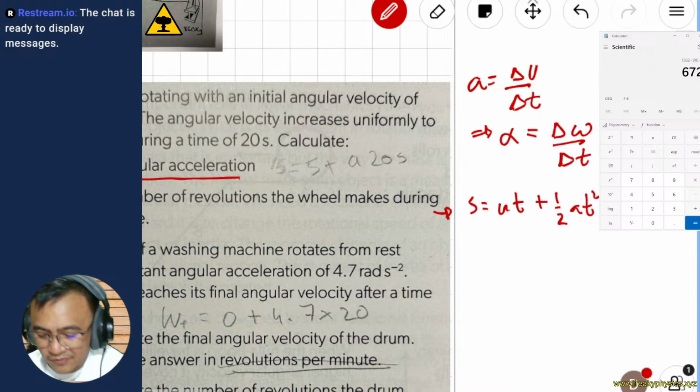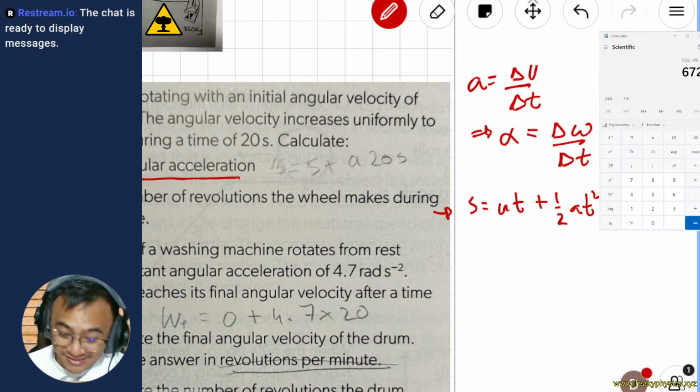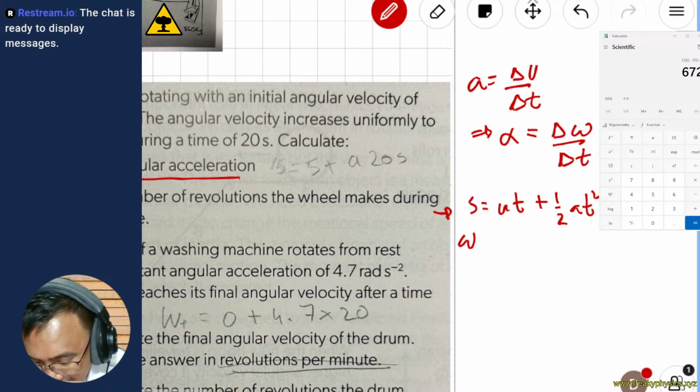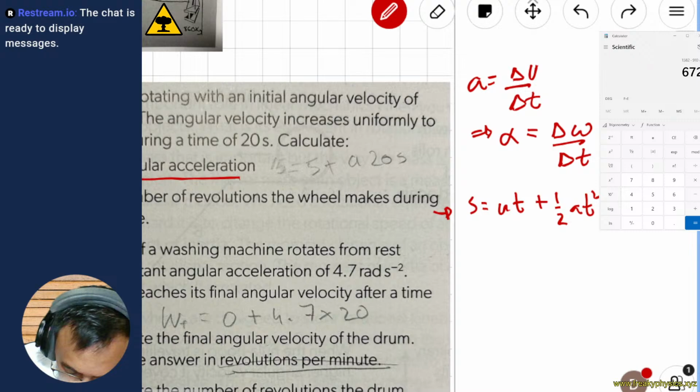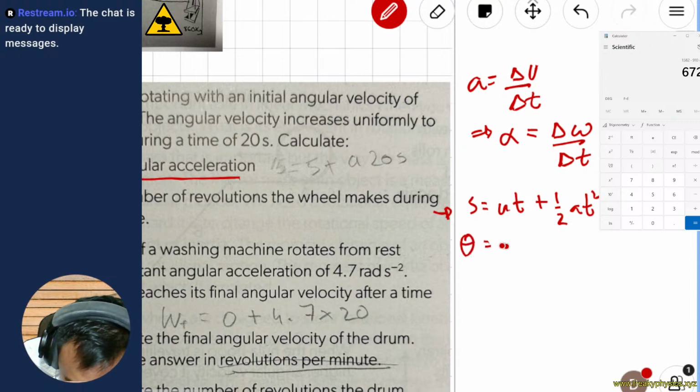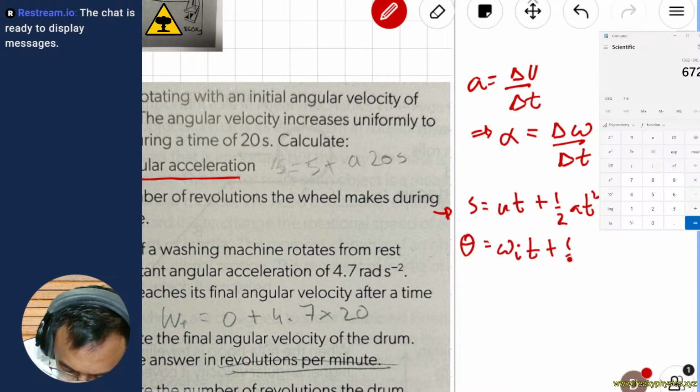From here we get to this, and now we just put our values in. We don't know our angular displacement yet, so that's gonna be theta. Our initial omega is 5 radians per second. I'm just gonna remove the unit for now. Our time is 20 seconds, plus 1/2, our alpha was 0.5, then our t is 20, so it's gonna be 400. I'll just write 20 squared. So this is gonna give us 100 plus 400 divided by 2 is 200, divided by another 2 is another 100.